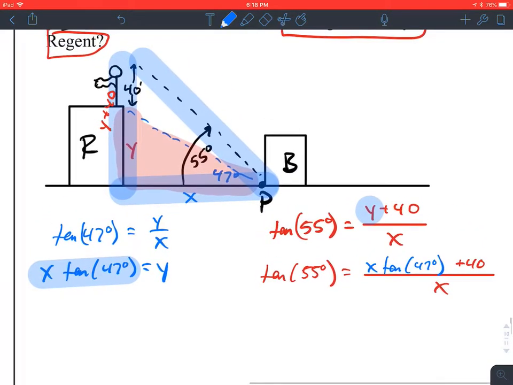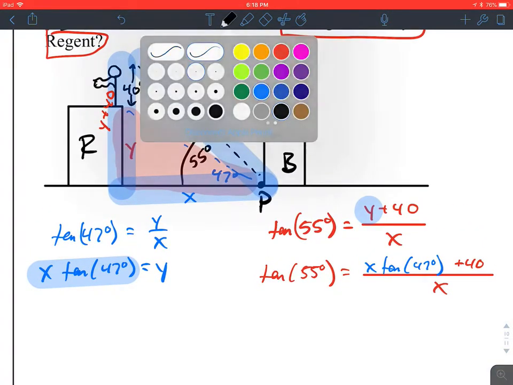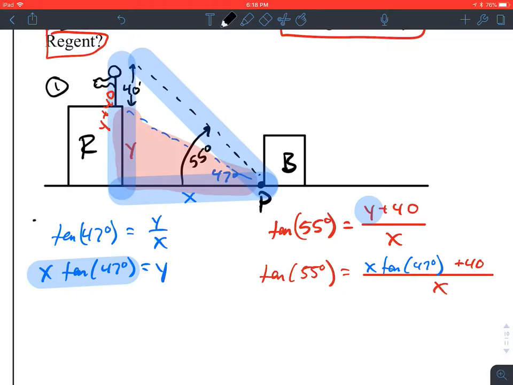So this is going to get complicated if it hasn't already. Step 1, draw the picture. Step 2, write an equation. Step 3, make another equation. Step 4, substitute one equation into the other.